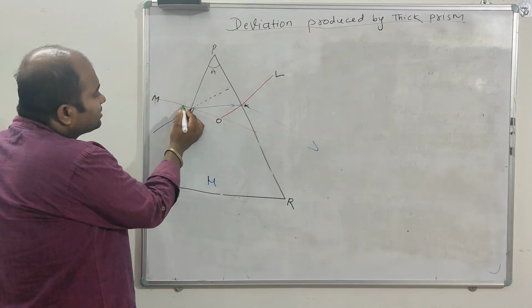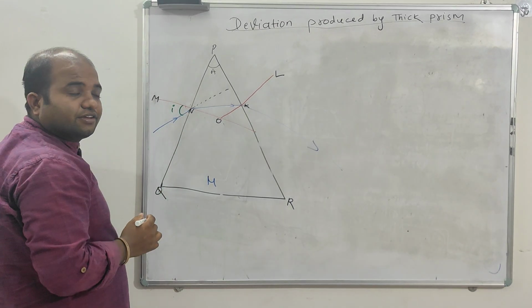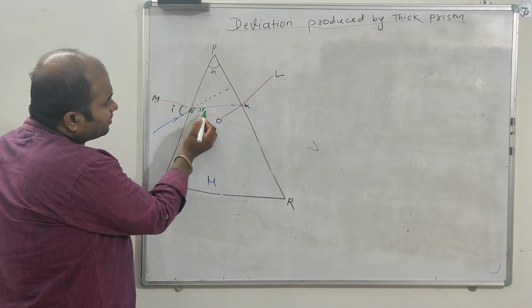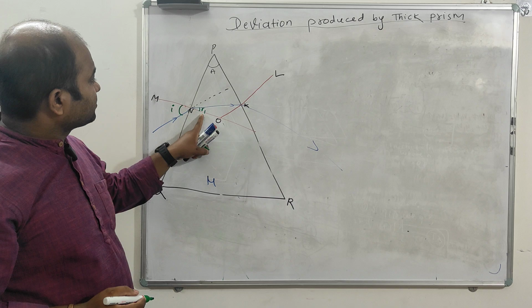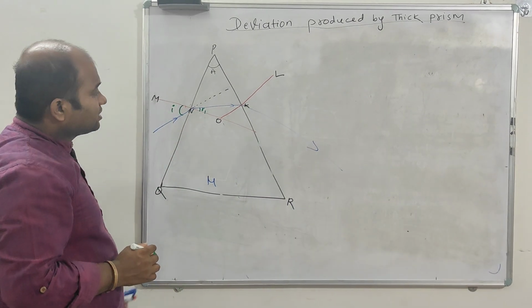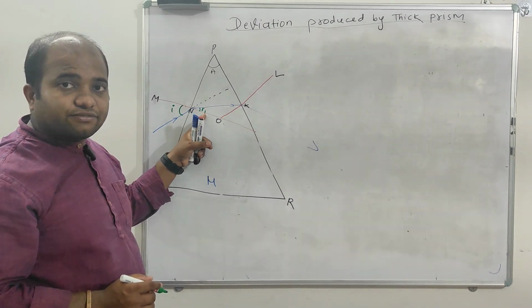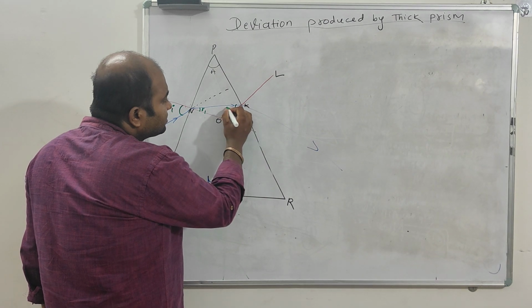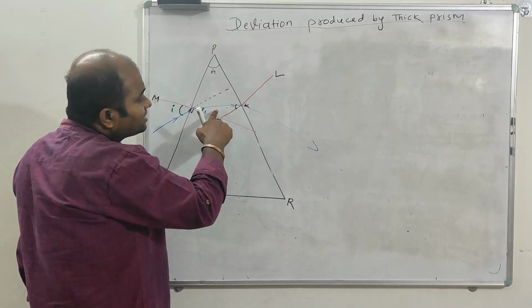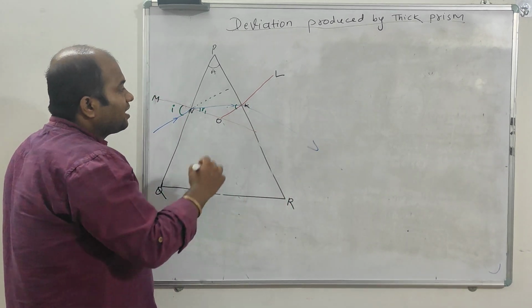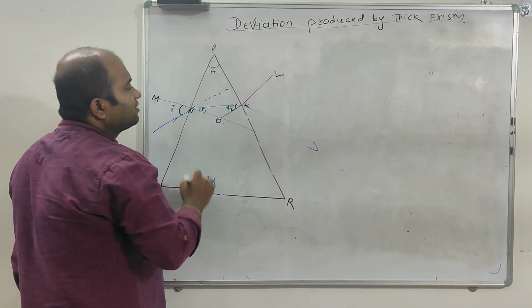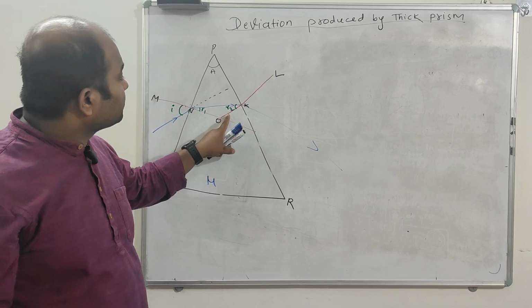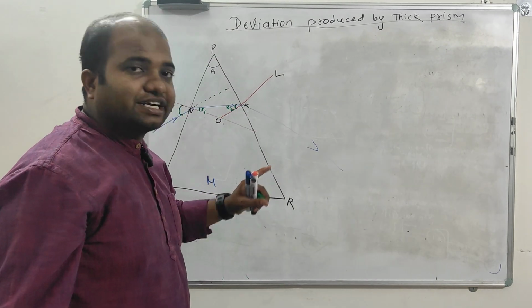The angle you are seeing here, between the normal and the incident ray, is angle i, the angle of incidence at the first surface. This is R1, the angle of refraction at the first surface. And what is this one? This is the angle of incidence at the second surface. In most books you will find it called R2, but you have to define what R2 is. So R2 is the angle of incidence at the second surface.